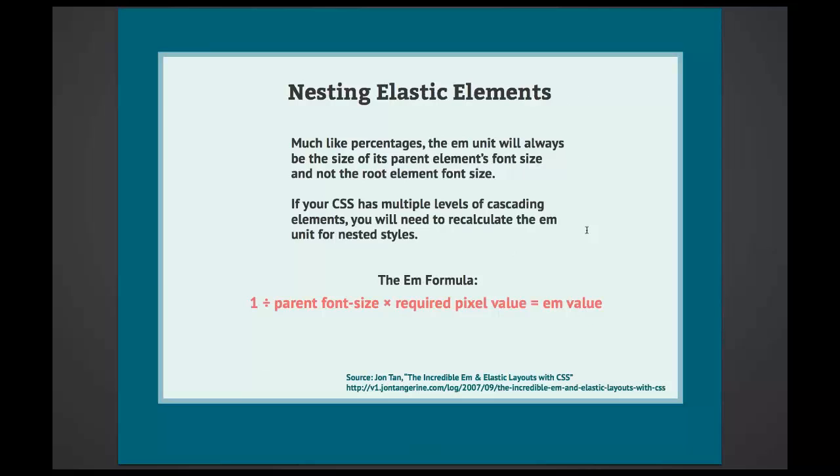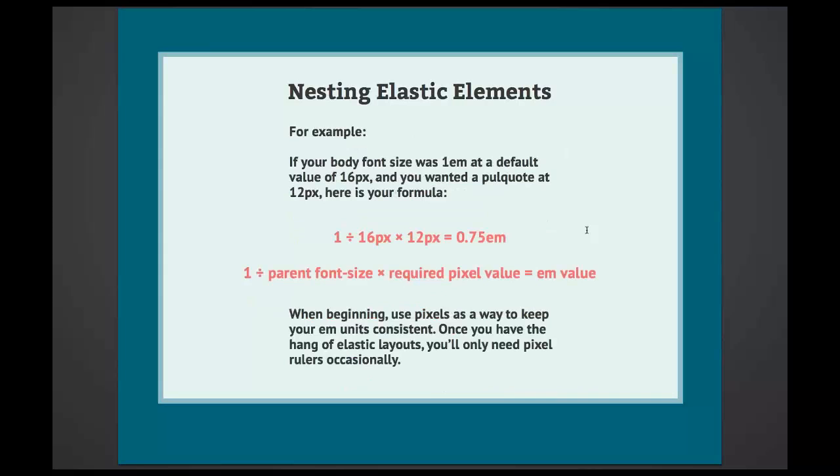The thing with ems, just like percentages, is that it changes based on the parent element's defined font size. So if you alter the font size of an element, then you're changing the em unit itself. To figure out how to get back to the standard em value that you've set to keep sizes consistent, you'll need to use this formula. It's 1 divided by the parent font size times the required pixel value, and that equals the em value. Again, we're using pixels, which isn't ideal, but it does work out when you're doing calculations.